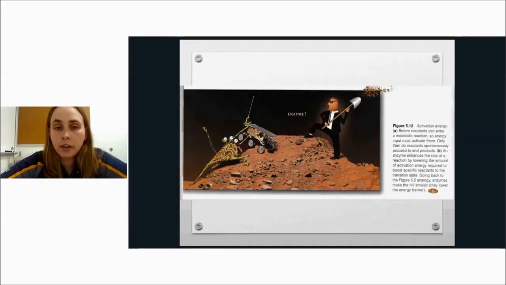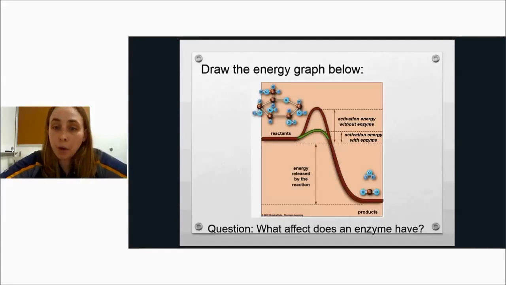And then the enzyme is the little man in black here that made this a whole lot easier by just making the hill a whole lot shorter. So now it doesn't take hardly as much energy for that alien to get the rover up over the hill. So make sure you take a moment and draw this graph and write down what effect does an enzyme have.